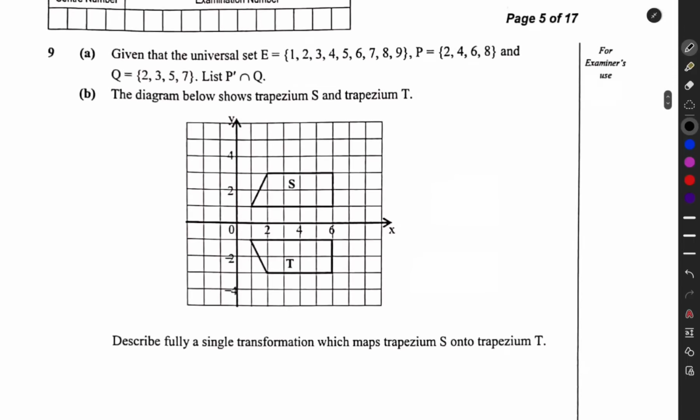So the next question, which is question number 9, we have two questions, which is part A. It was a set, and it says given the universal set E containing numbers from 1 up to 9, and we have set P containing numbers 2, 4, 6, 8, and set Q containing 2, 3, 5, 7. We are told to list the set P complement intersection Q. So it's a very simple question.